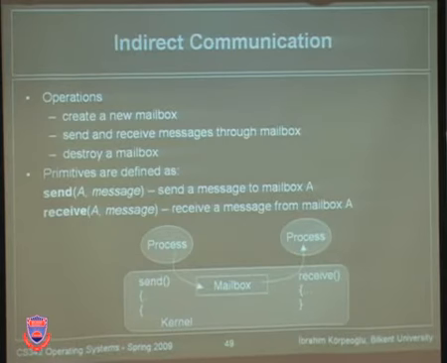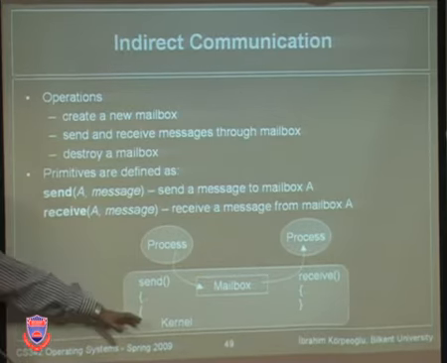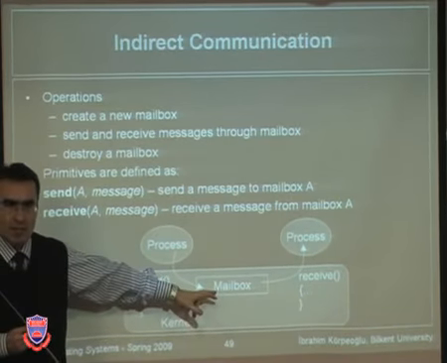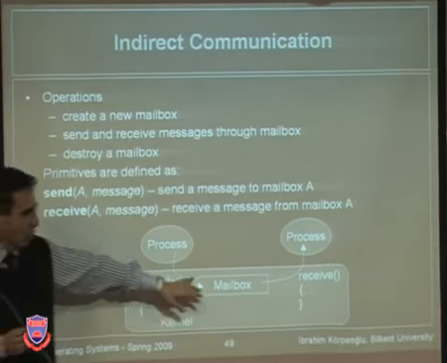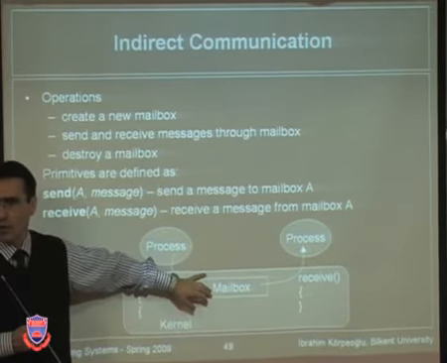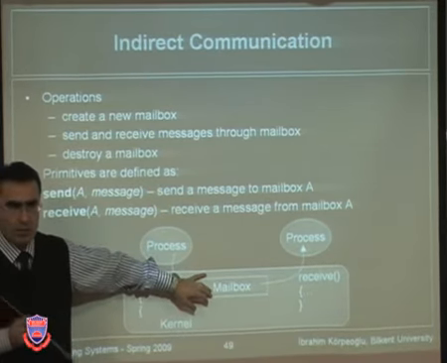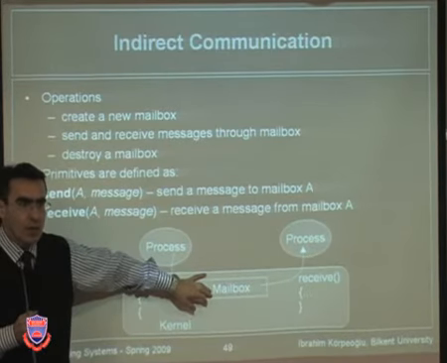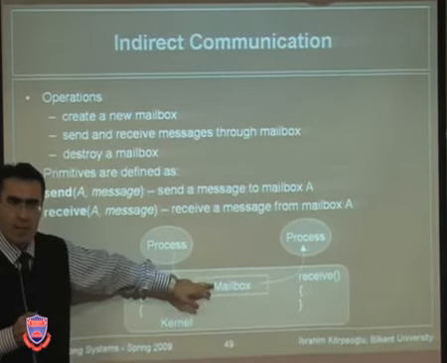So let's talk a little bit about how the system will operate if you use indirect communication. The kernel, as I said earlier, will provide the message passing facility and mailbox facility, right? This is sometimes called a message queue. Message queue is implemented in Unix, for example. You can use the message queues to send and receive messages, but the general name is mailbox, okay?